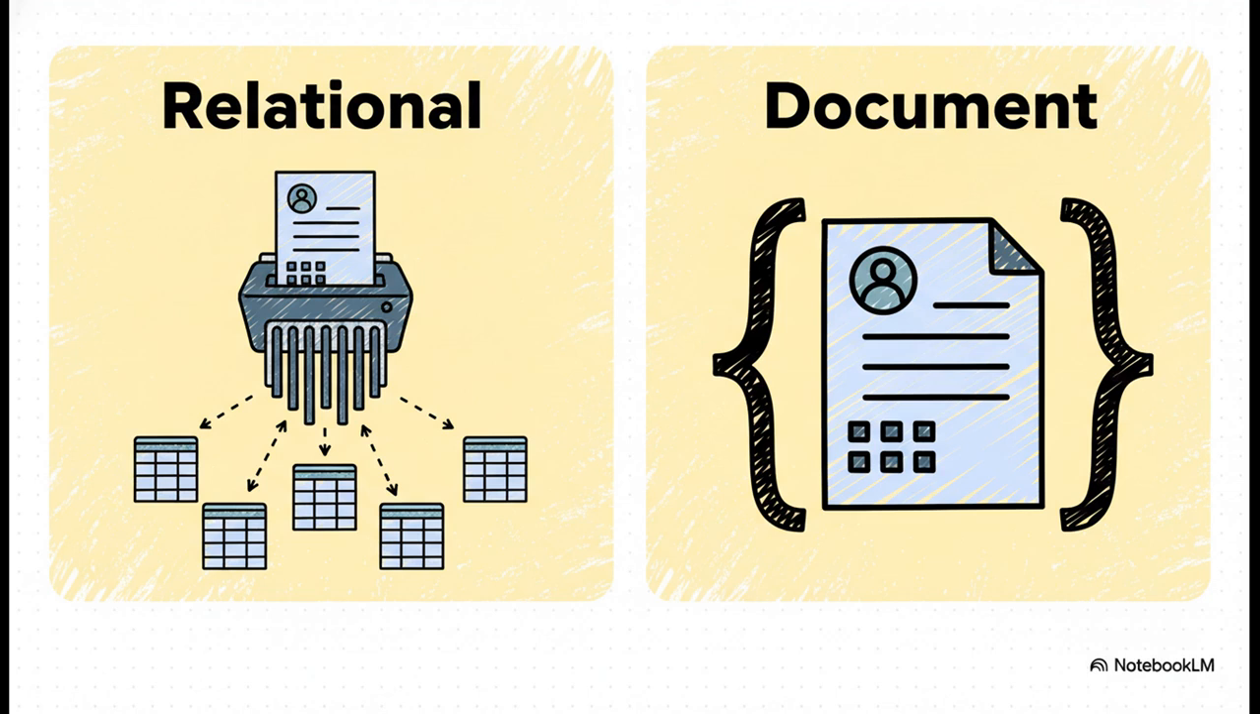And this right here shows the problem perfectly. Let's take a single LinkedIn profile. In the relational world, on the left, you have to literally shred it. You tear it apart into a user table, a positions table, an education table, and then you have to stitch them all back together with these IDs. But look at the right. In a document model, the profile just stays together. It's one self-contained logical thing.